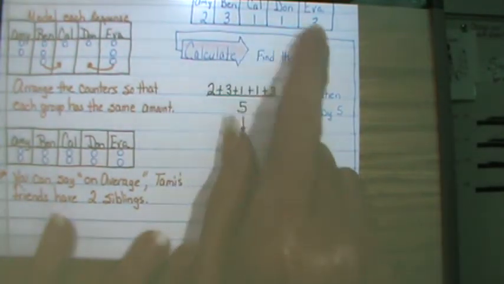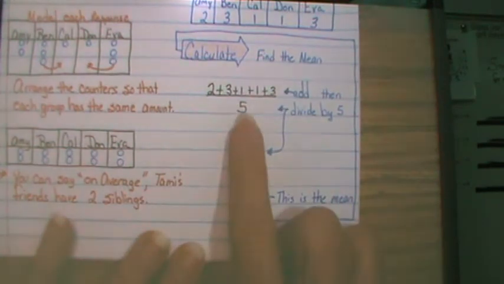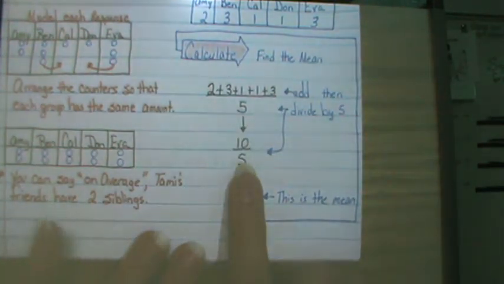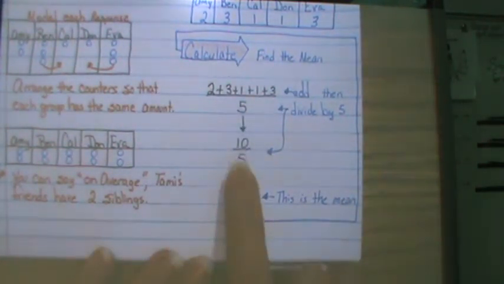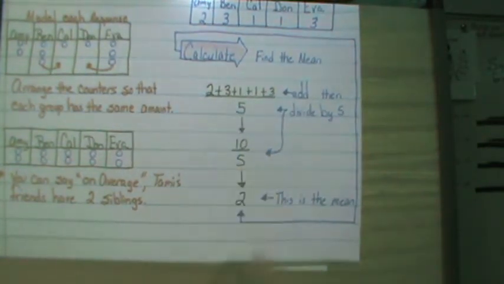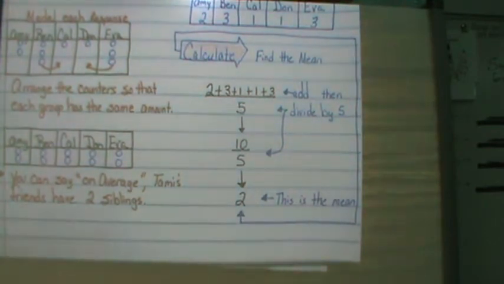1, 2, 3, 4, 5. That's why the denominator is 5, and I just moved that down here. So now I'm going to take my numerator and divide it by my denominator, just like you were simplifying fractions. And you still get the same exact mean average, which is 2. And that's how you calculate it. Okay?